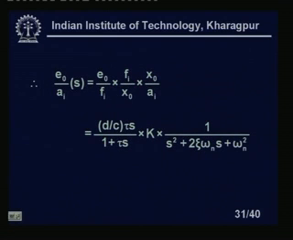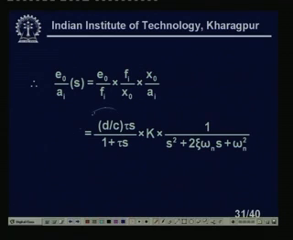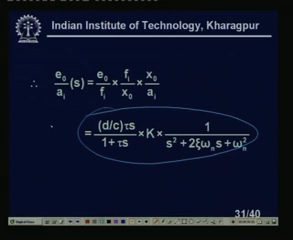Now, I can write, making a few manipulations, E naught by AI in S domain, E naught by Fi into Fi by X naught into X naught by AI. So, ultimately I am interested in E naught by AI; E naught will cancel out, Fi will cancel out, and X naught will cancel out. So, only E naught by AI will remain. If I substitute separately E naught by Fi, Fi by X naught and X naught by AI, I will get this whole expression, you see. Clear? D by C tau S upon 1 plus tau S into K into 1 upon S square plus 2 xi omega n S plus omega n square.